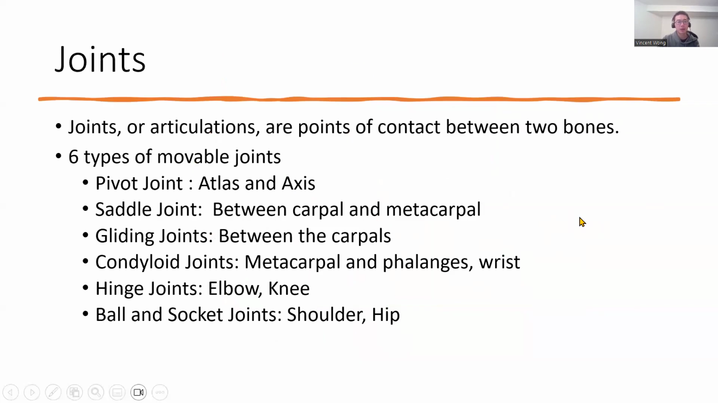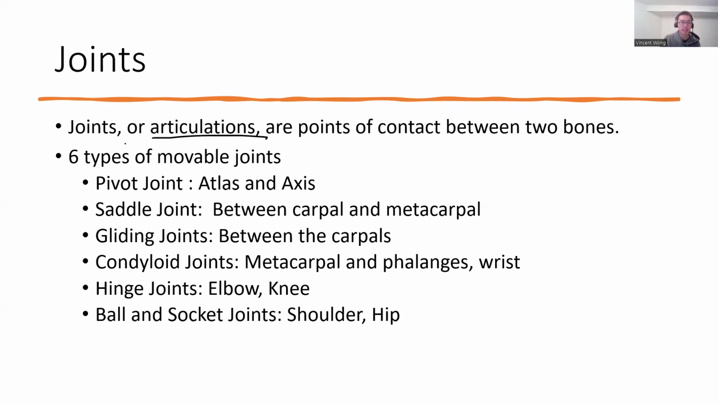Okay, next we're going to talk about joints. Joints are basically where two bones connect with each other. And another name for joints is articulations. And we have 6 types of movable joints. So these joints allow us to create wide ranges of motions.